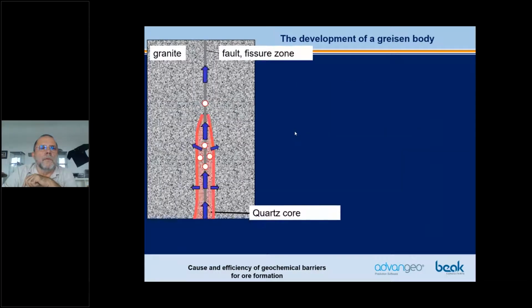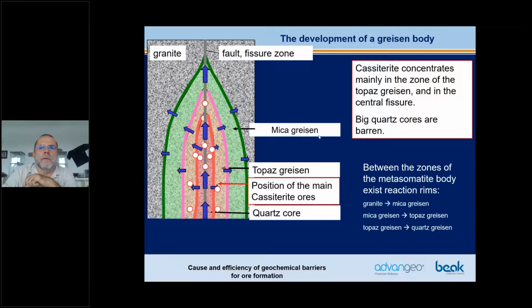So, okay, now back to our nice picture with the tin mineralization. We find the tin mainly in the fissure, if the fissure is small. Here we have a bigger quartz body, it may reach tens of meters, then it's completely barren. So the tin is mainly here in the quartz, in the topaz greisen, and a little bit in the mica greisen.